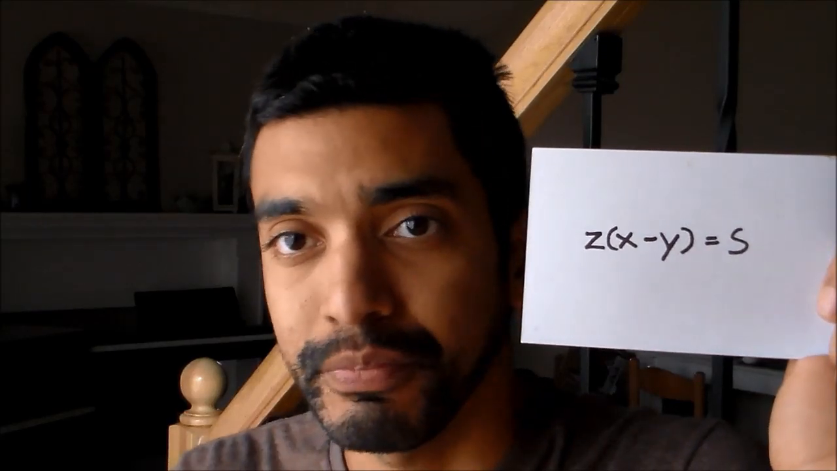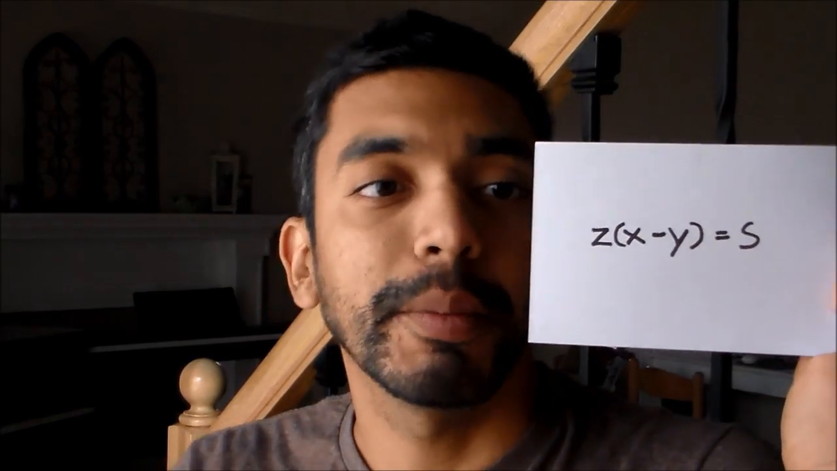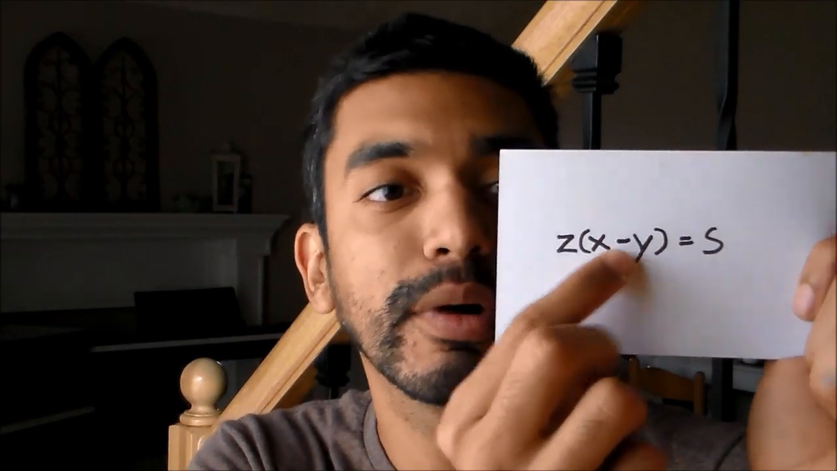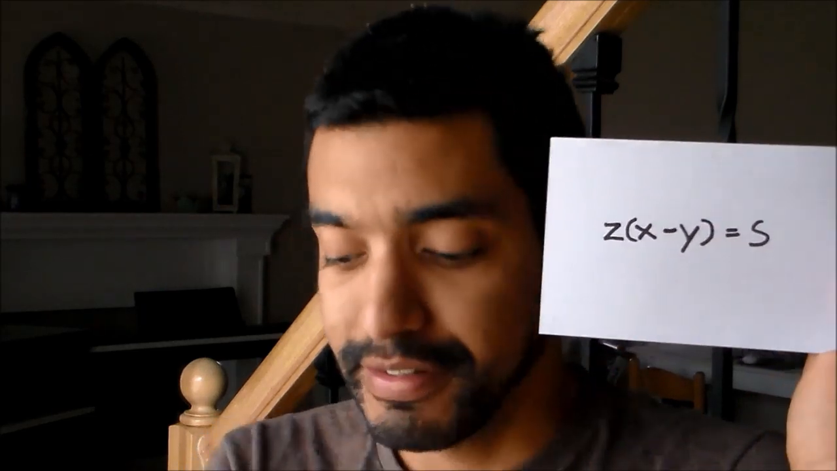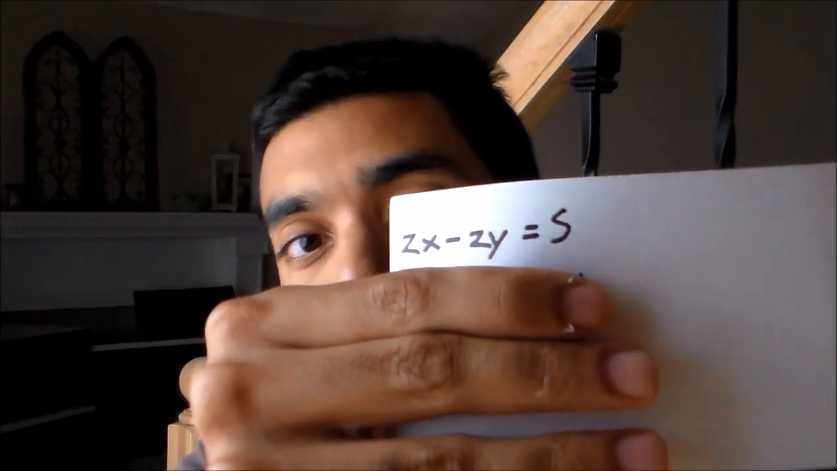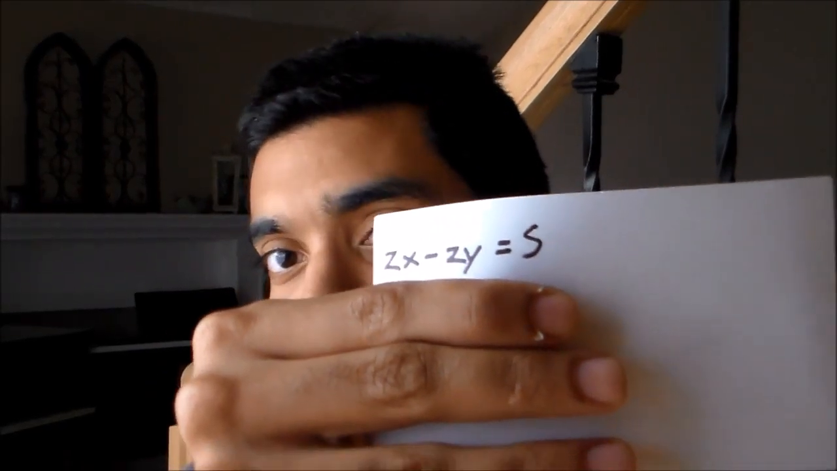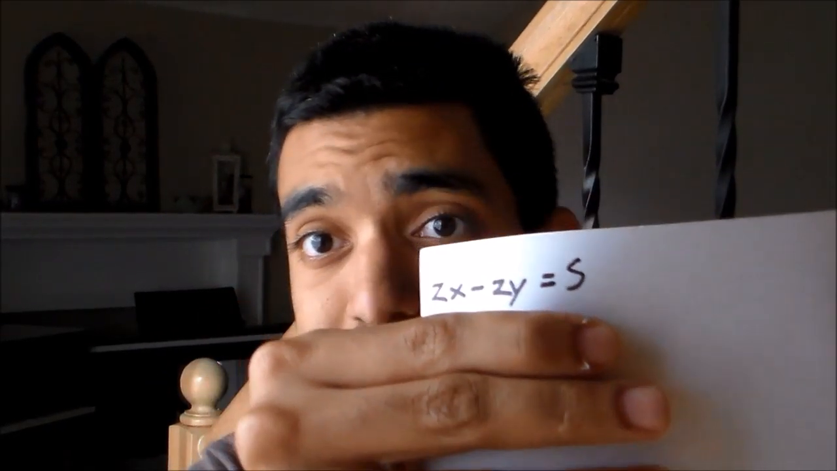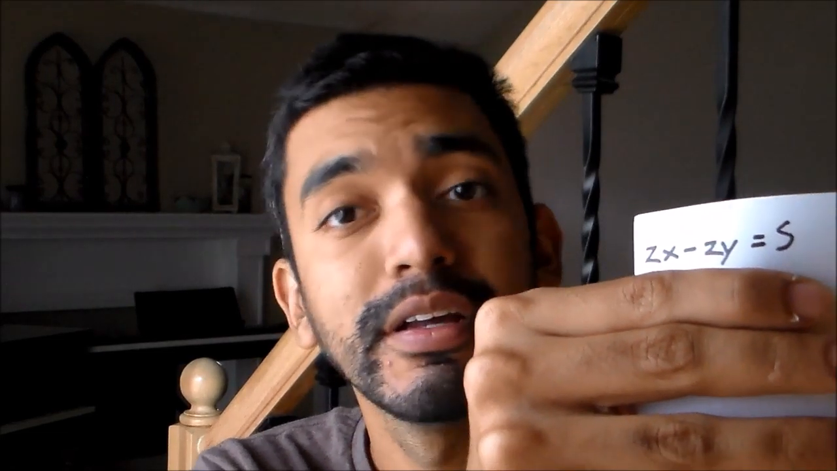So what I'm going to do is multiply X minus Y by Z. That's going to give me Z times X minus Z times Y equals S. Okay, that's a good step. Now what do we do?